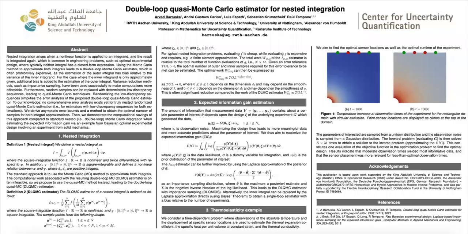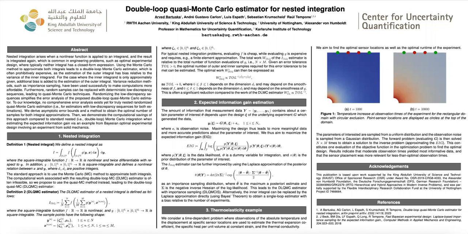In this presentation, we introduce the double-loop quasi-Monte Carlo estimator for nested integration. By nested integration, we mean that a function g of y and x is integrated with respect to x, a nonlinear function f is then applied, and this is integrated again with respect to y. Such problems are common in engineering, medical decision-making, and mathematical finance.